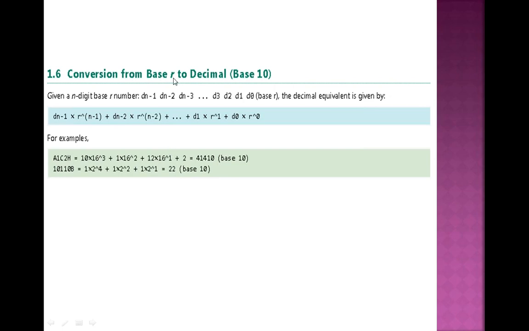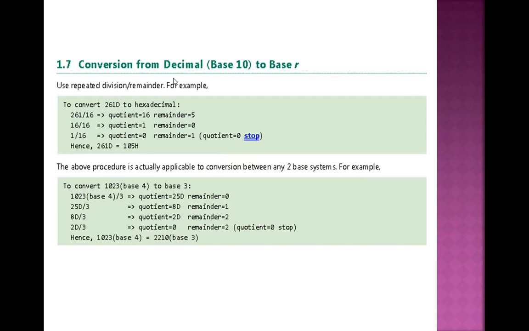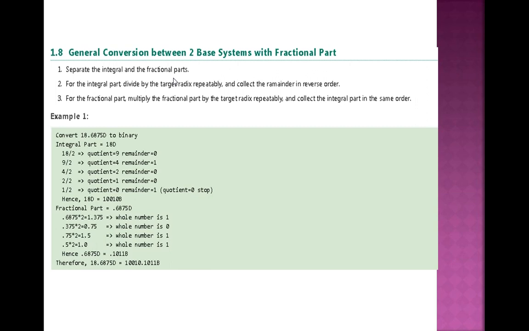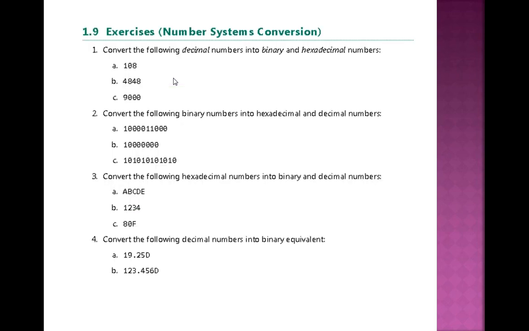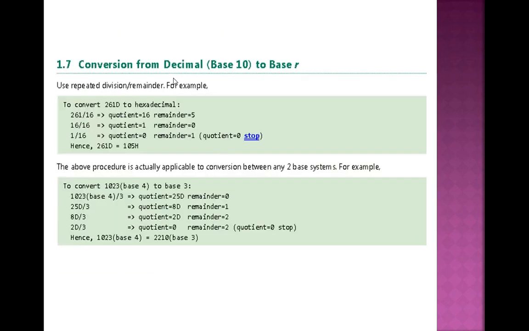This is how we can convert from any base to decimal. Base R means any base. It may be binary, it may be hexadecimal, it may be octal, it may be any base. That is converted into the decimal form. Now, how to convert a decimal form to any base? That is your next topic. Till now, this is from any base to decimal. Now, the decimal part to any base.